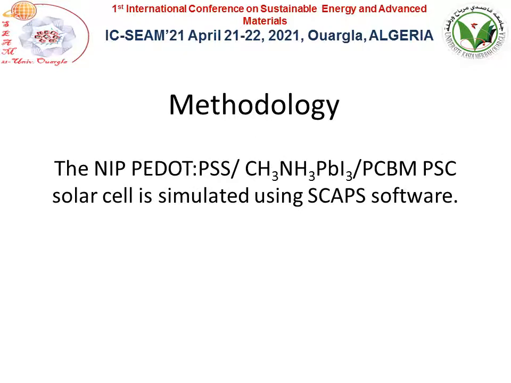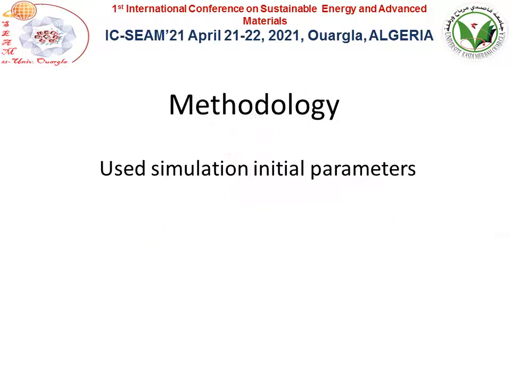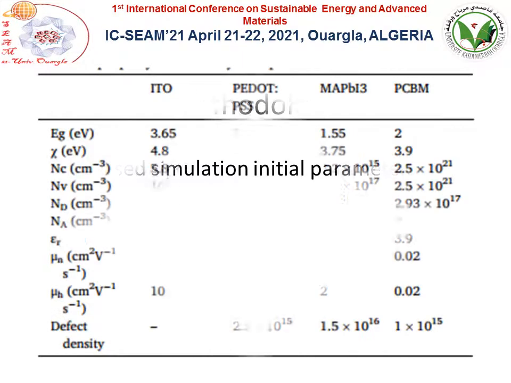The methodology adopted for this paper is the simulation of the NIP PEDOT:PSS, CH3NH3PbI3, PCBM perovskite solar cell, which is simulated using SCAPS software as presented in this slide, where we can find three layers: the PEDOT:PSS layer, which is the HTL, the perovskite layer, which is the PAL layer, and the PCBM layer, which is the ETL layer. Used simulation initial parameters are presented in this figure.